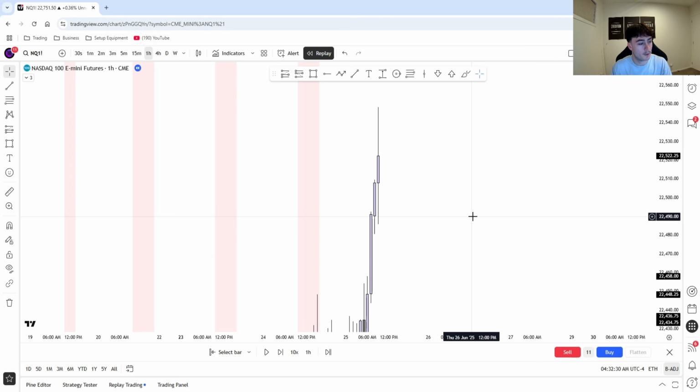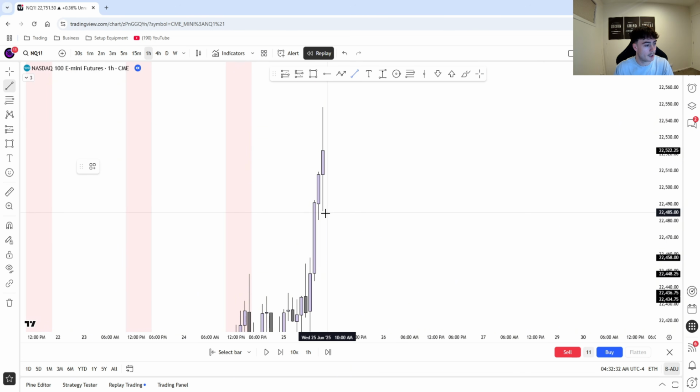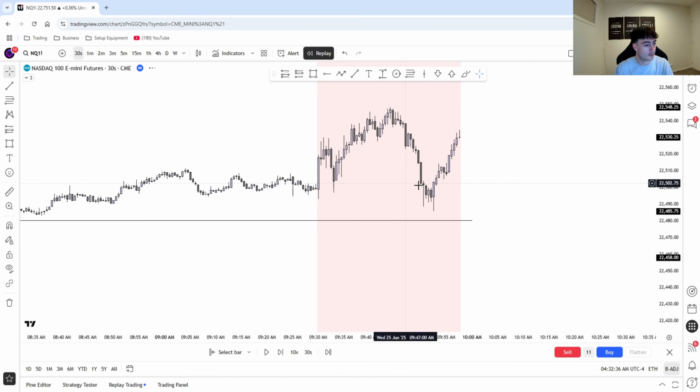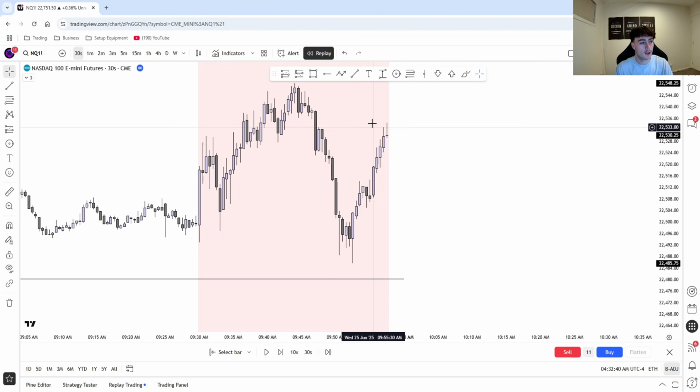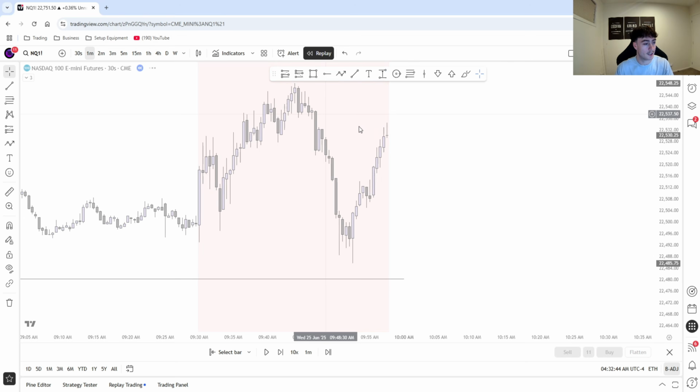So this is going to be setup number 2 of the week. So this one right here, we had an hourly unmitigated fair value gap that we're looking to target. All right, so if I go back to the 30-second time frame, you can see that we narrowly missed it right here, but we were trending down. So I was like, okay, you know what? We can obviously look for a trade in that direction.